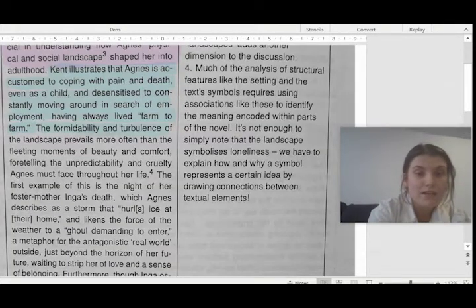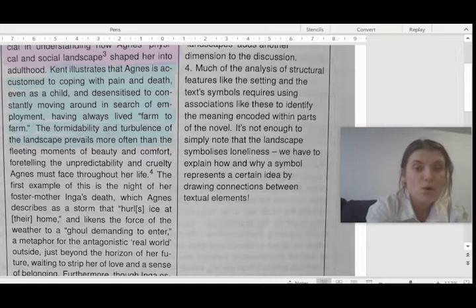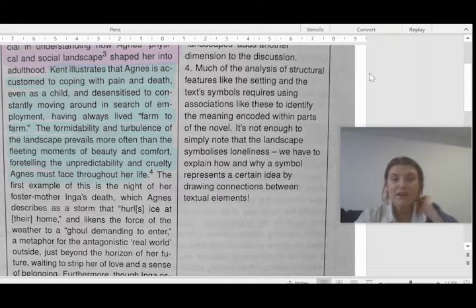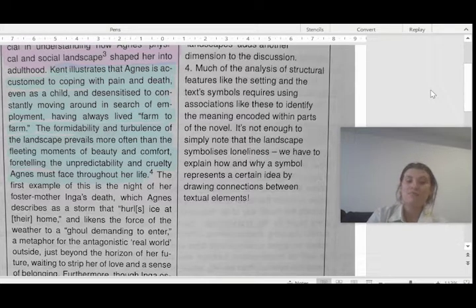The formidability and turbulence of the landscape prevails more often than the fleeting moments of the beauty and comfort, foretelling the unpredictability and cruelty Agnes must face throughout her life. Now, we have another note here from the book, and it says, much of the analysis of structural features like the setting and the text symbols require using associations with these to identify the meaning encoded within parts of the novel. It is not enough to simply note that the landscape symbolizes loneliness. We have to explain how and why it's a symbol. How and why a symbol represents a certain idea by drawing connections between textual elements.